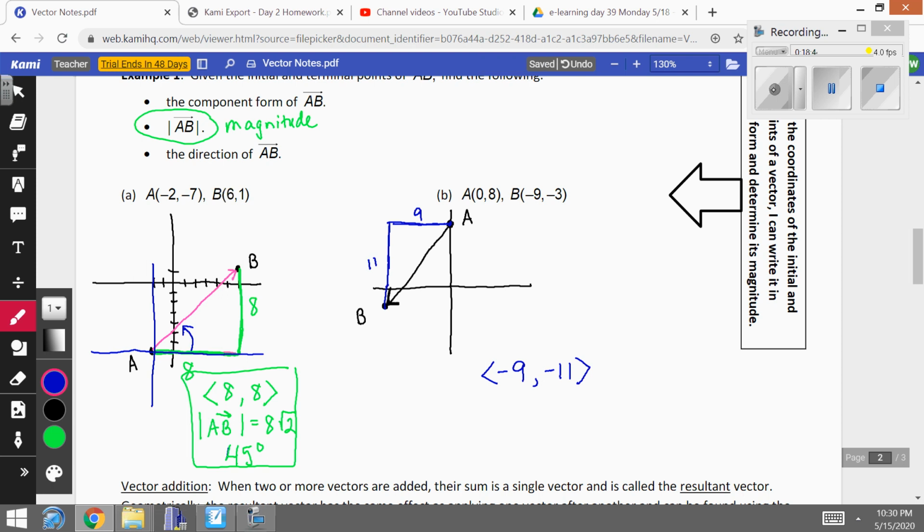Okay, it's Pythagorean theorem to come up with our magnitude. 9 squared plus 11 squared gives us 202, so our magnitude is the square root of 202.